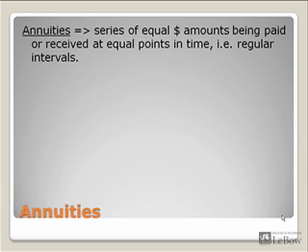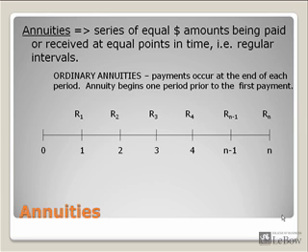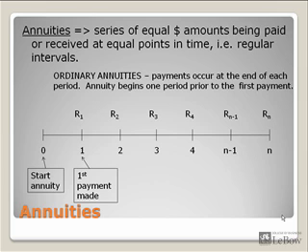Let's turn now to annuities. Annuities are a series of equal dollar amounts being paid or received at equal points in time, that is, at regular intervals. We're going to be discussing ordinary annuities, that is, the payment occurs at the end of each period. The annuity begins one period prior to the first payment. So here at time 0, we've marked the start of the annuity. And at the point that's marked with a 1 is when the first payment is made. Again, notice that the payment itself occurs at the end of the first period. This is the designation of an ordinary annuity.